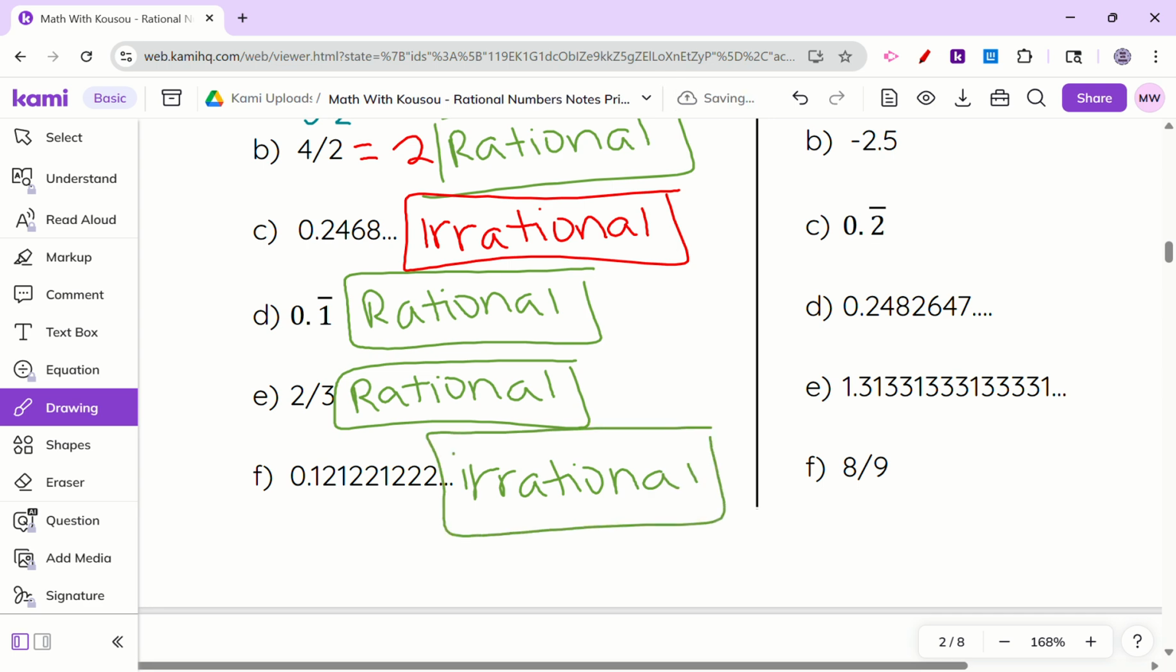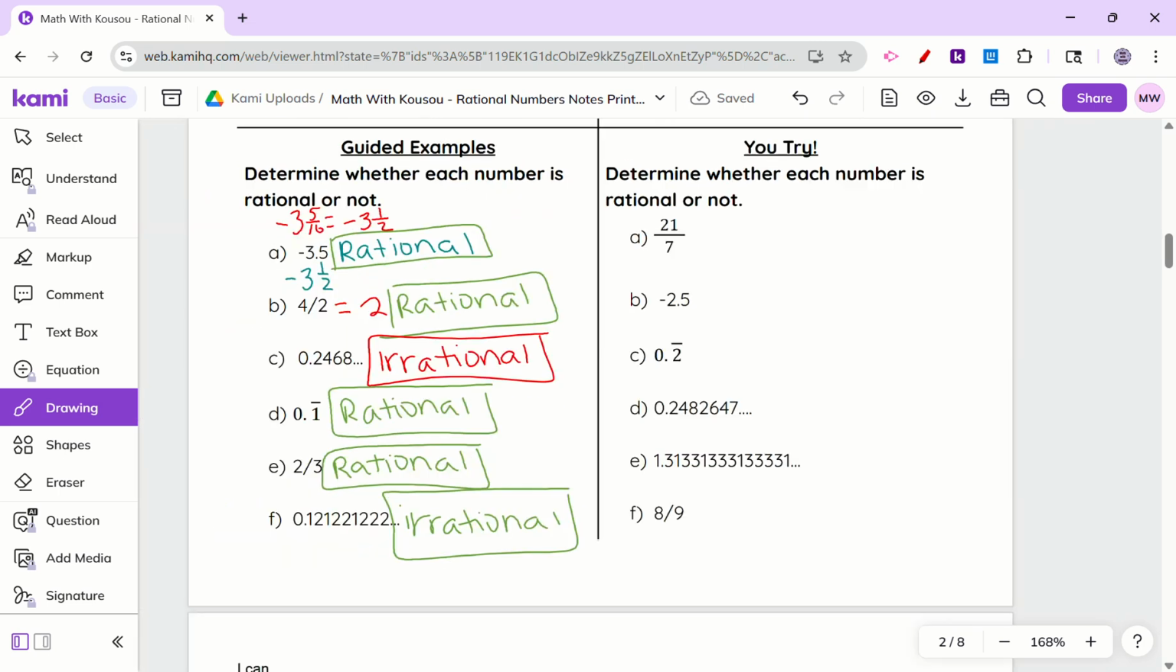So then it's irrational. All right, so at this time I want you to pause the video and try the rest of these examples on your own. Okay, so by now you should have paused the video and tried these examples on your own.